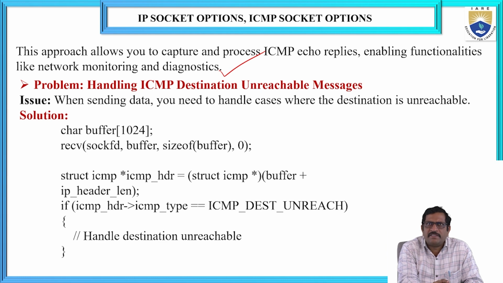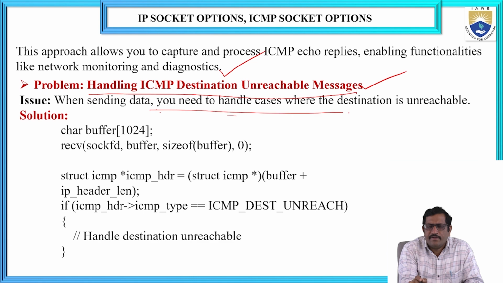Next, the problem is handling ICMP destination unreachable messages. When sending data, you need to handle the cases where the destination is unreachable. The code has a buffer size of 1024 and receives the data into the buffer.